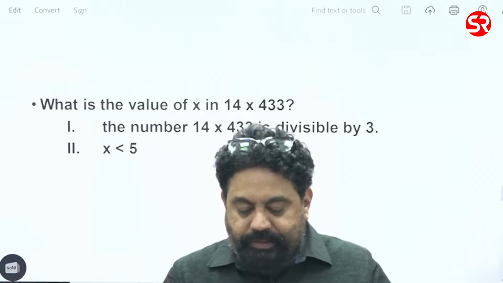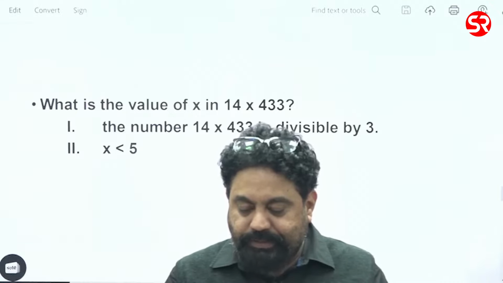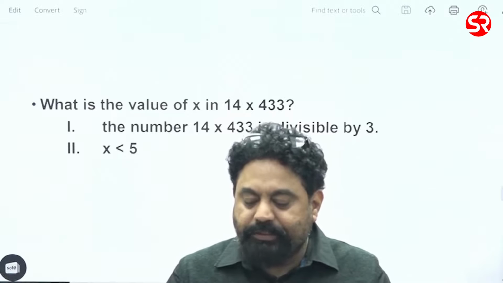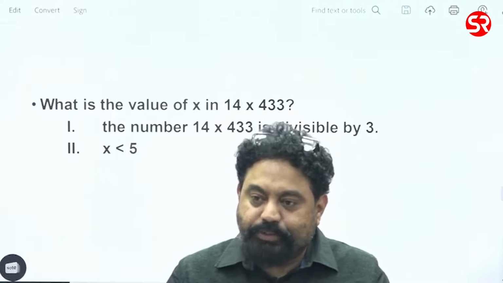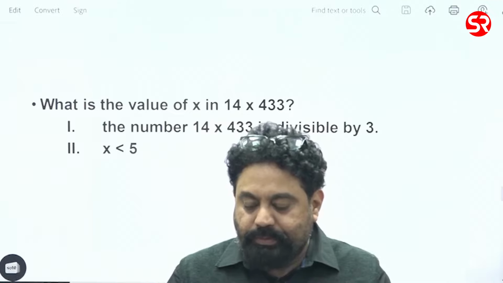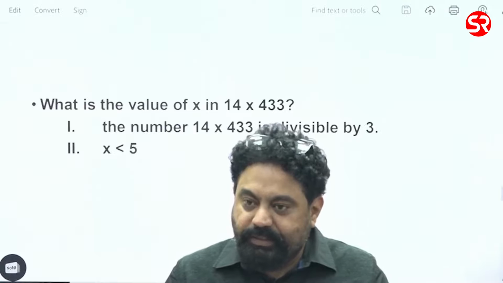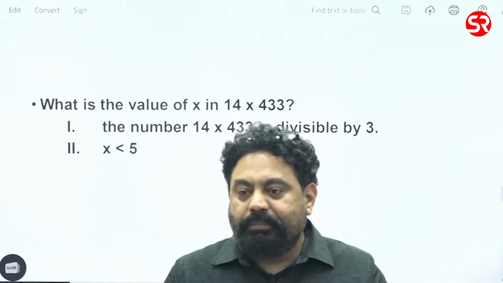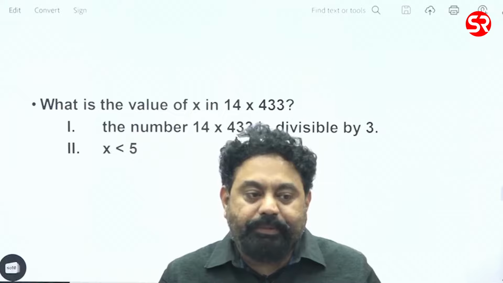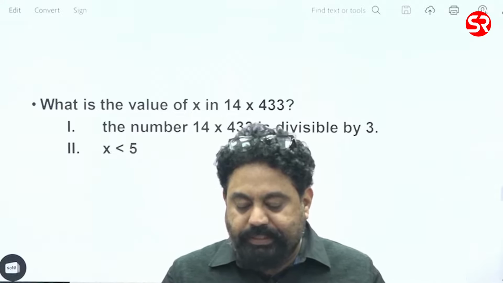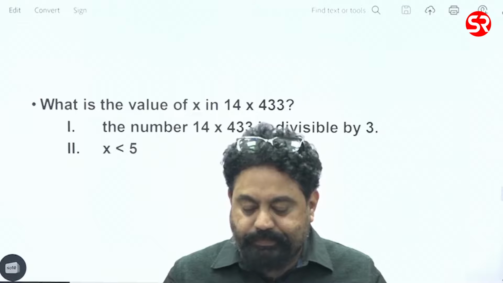X and Y are prime numbers. What is the value of XY, where X and Y are the tens and unit digits? Okay, it is not multiplication, it is the two-digit number XY he is talking about. He is not asking about multiplication of X into Y, he is asking about the two-digit number XY. He says X plus Y is 10.